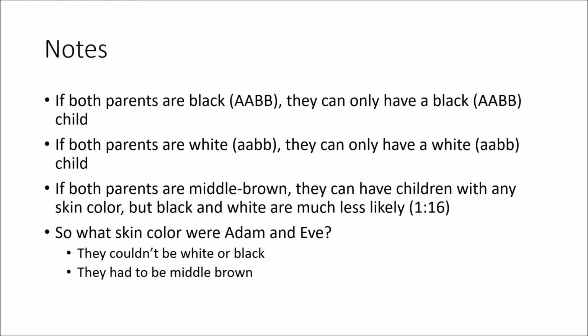They couldn't have been white or black. If both of them were white, they could have only ever had white children and passed on white children, and there never would have been anybody darker than that. And similarly, they couldn't have both been black, because if they were both all capital letter black, they would have just had black children. That would have been everything, and there would never have been any white children. So they had to have been middle brown. They had to have been in the middle there.